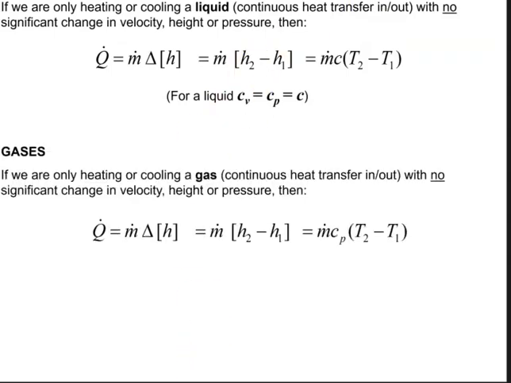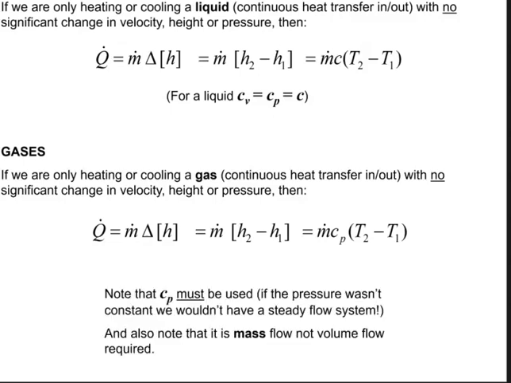Next one, if we got gases, then that's a different story. We got exactly the same formula, Q equals mc delta T, but with specific heat at constant pressure. We are using that one if we're not changing the pressure. So if the pressure is not changed, we use the Cp value.